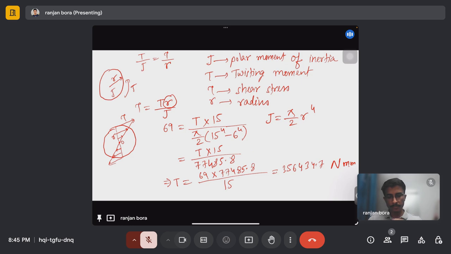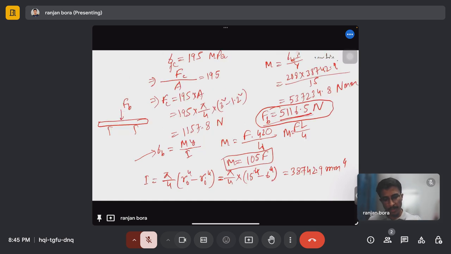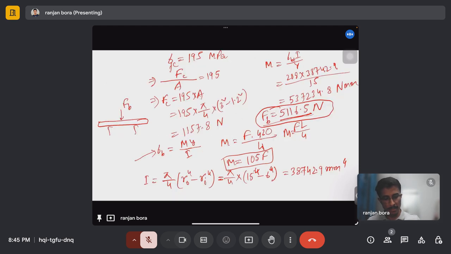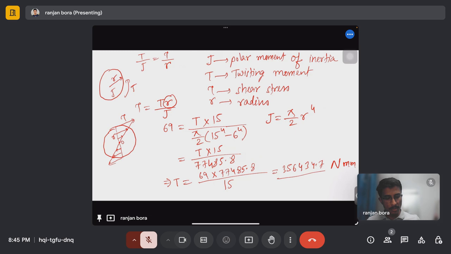So this is the twisting moment corresponding to the maximum failure stress in shear. The maximum failure stress in shear is given as 69 megapascal, and corresponding to this failure stress, the maximum twisting moment that we can apply is this amount, 356 Newton meter, 356.4 Newton meter.